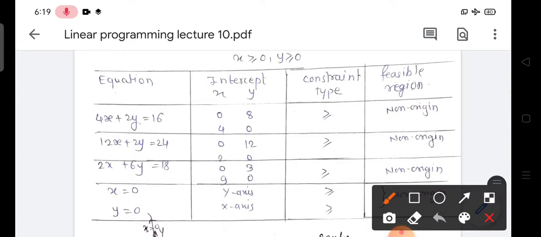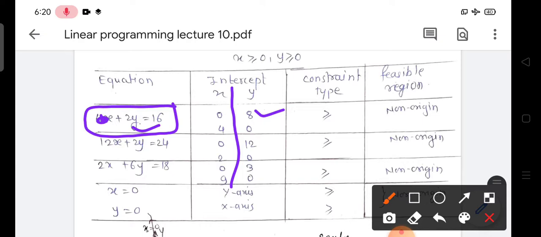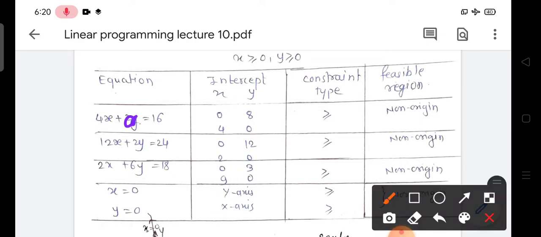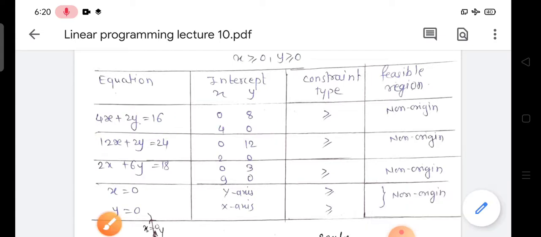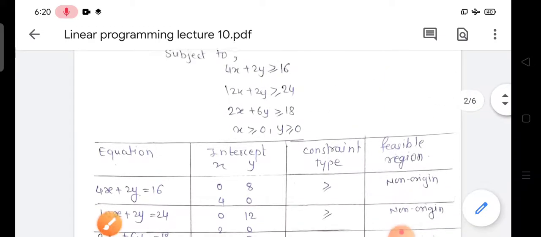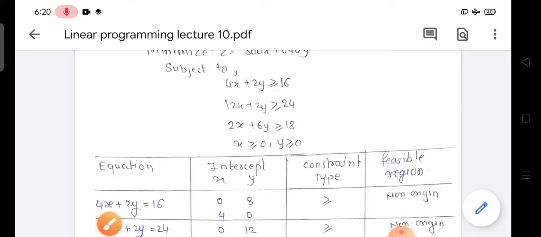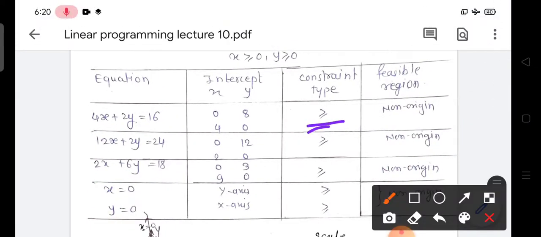So here the intercepts, x and y intercepts. For this line we'll find the x intercept and y intercept. When the x coordinate is 0, how much is the y coordinate? 2y equals 16, that is y equals 8. When the y coordinate is 0, 4x equals 16, that is x equals 4. So to draw this line, we have these two intercepts. What is the constraint type here? Greater than or equal to, isn't it? So we'll write the constraint type here, and greater than or equal to means what? The solution for this line belongs to the non-origin side.